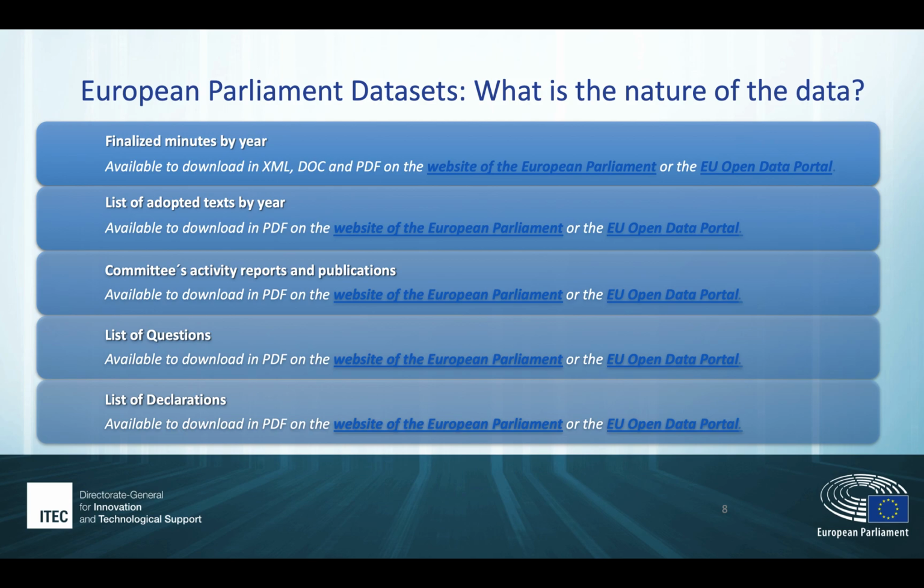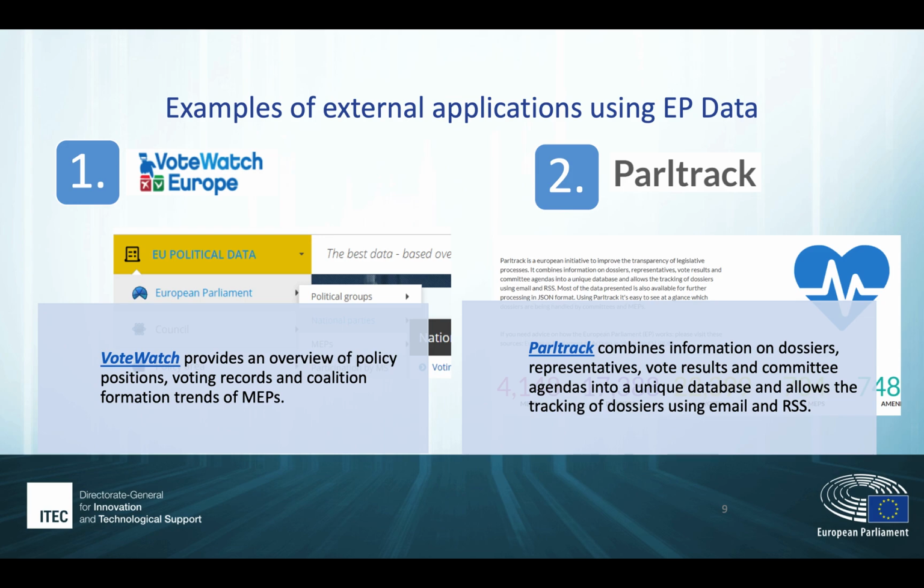Now, just to mention a couple of examples of external applications using DBpedia. One of them is VoteWatch, providing an overview of policy positions, voting records, and coalition formation trends of members of the European Parliament. And the other one is PowerTrack. We included them so that you have the links and can see what is currently being done.